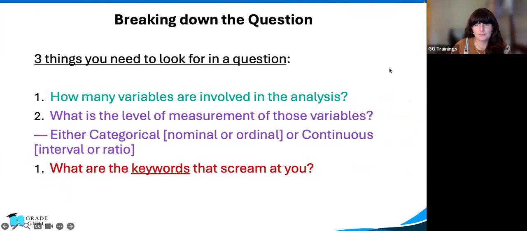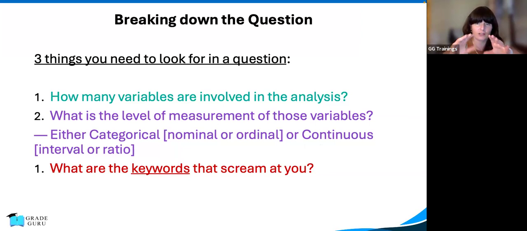Okay, and this is the procedure you need to follow for every single question. How many variables are involved in the analysis? And remember, this is excluding a variable they give you to filter the data. Second, what is the level of measurement of the variables? So if they ask you specifically what is the level of measurement, you obviously have to be specific. Is it nominal? Is it ordinal? Is it ratio? Is it interval?